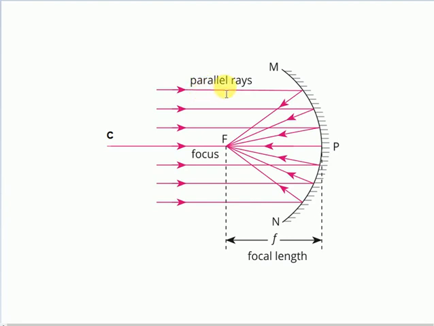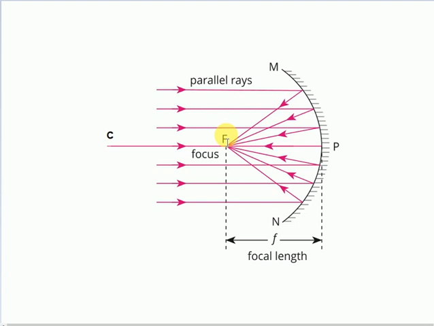Now if we observe this ray diagram, you'll find that a beam of light parallel to the principal axis falls on a concave mirror, and all the rays after reflection meet at a point on the principal axis. Now this point is called the focus point or focal point of the concave mirror. Since all the reflected rays actually pass through the focus of a concave mirror, the concave mirror has a real focus.